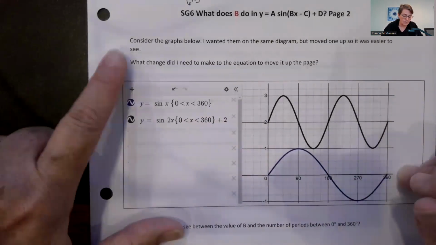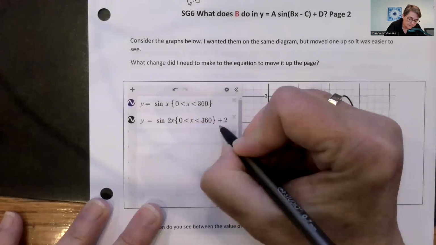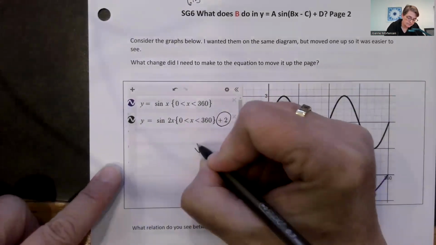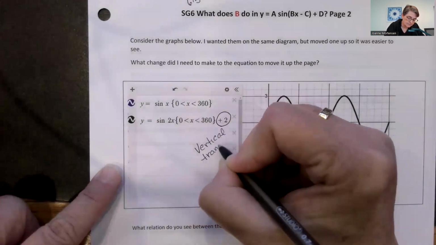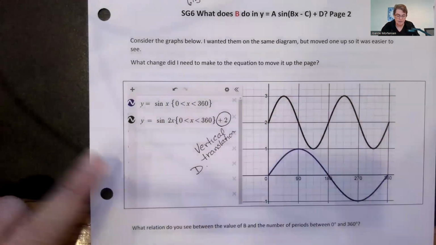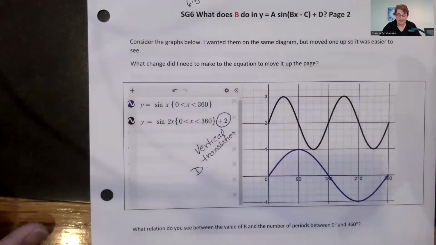Okay, consider the graphs. Here we go. Number 1, what change did I need to make the equation move up the page? You should know that, right? That's my vertical translation. And that is the value of D. So that little +2 made this scoot up, because I'm going to tell you a secret. I tried them one on top of each other and no, it was awful.